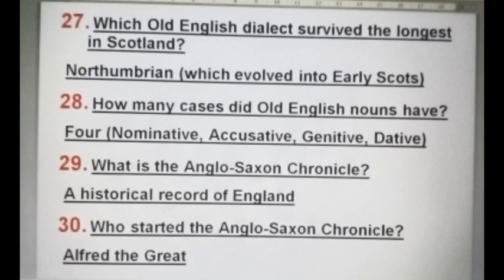Which Old English dialect survived the longest in Scotland? Northumbrian, which evolved into Early Scots. How many cases did Old English nouns have? 4 cases: nominative, accusative, genitive, and dative. What is the Anglo-Saxon Chronicle? It is a historical record of England.